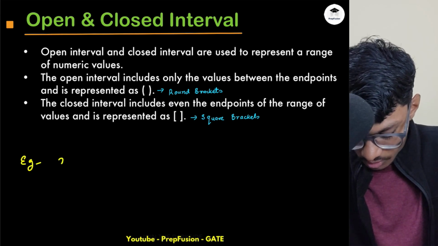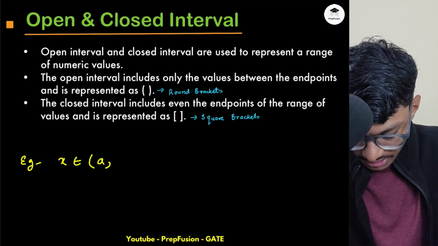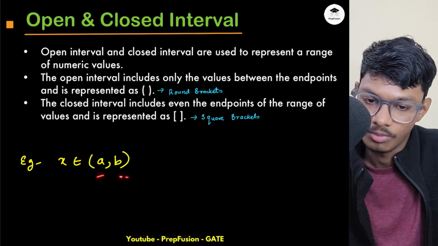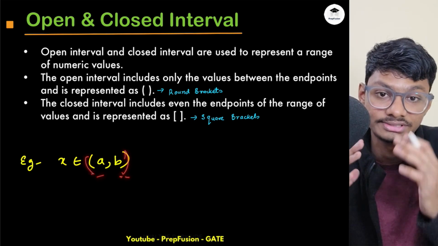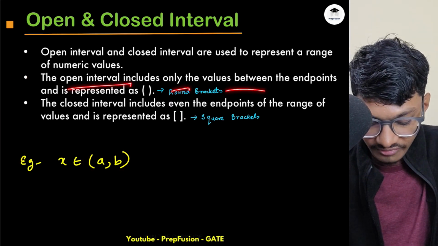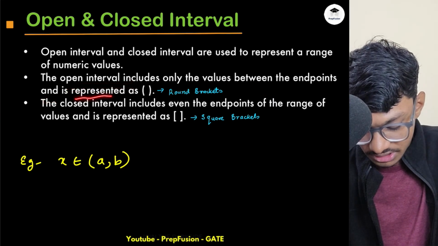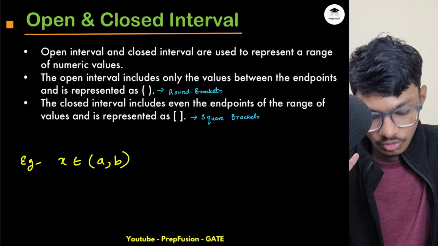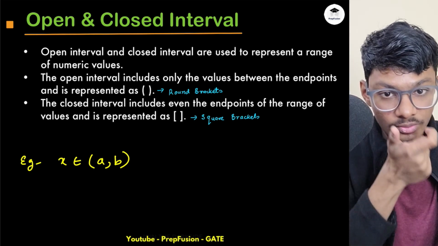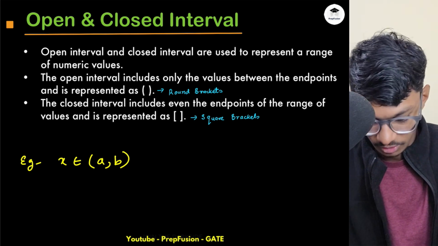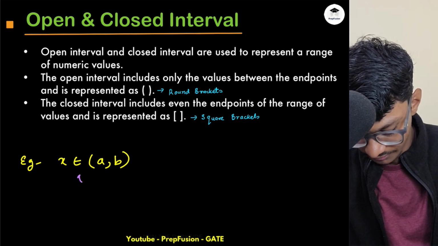I'm taking an example. If I write x, this is the belongs to sign, epsilon, a comma b, and here I have round brackets. What does this mean? Let's read this statement. The open interval includes only the values between the endpoints and is represented by round brackets. So x, this sign is belongs to.